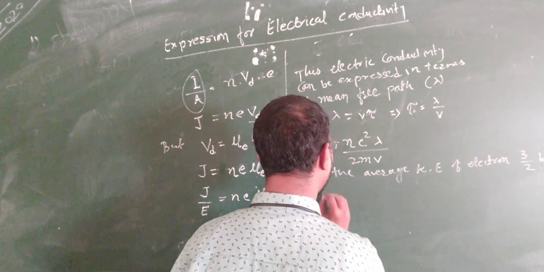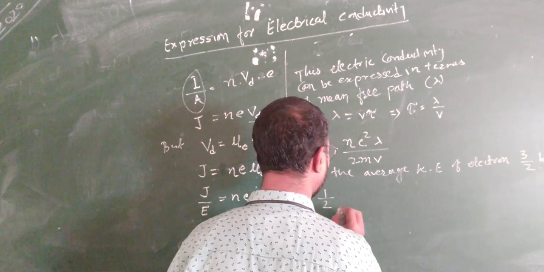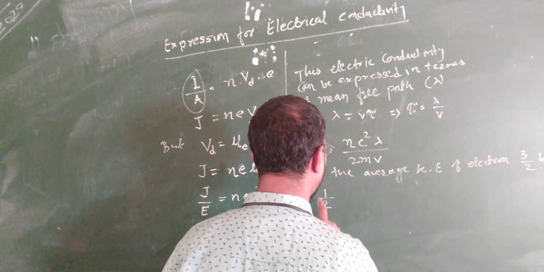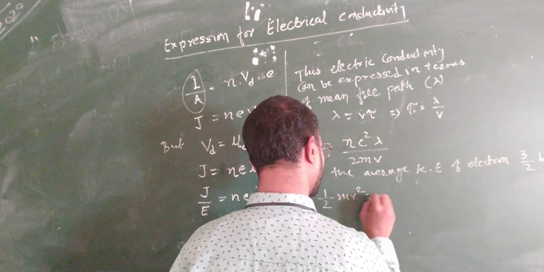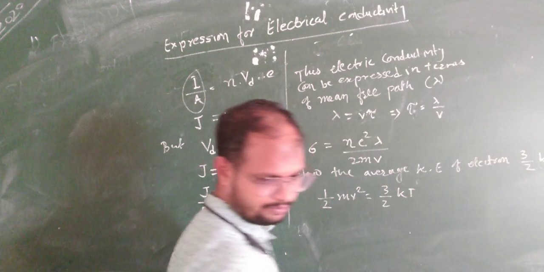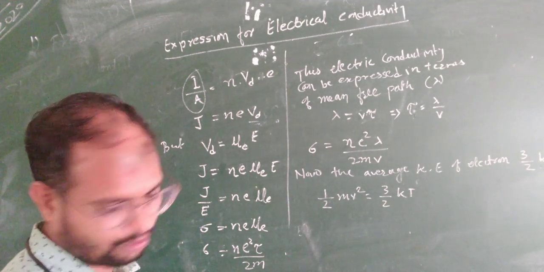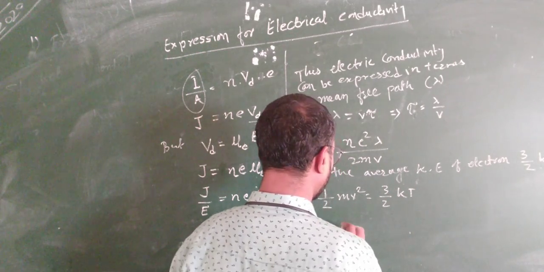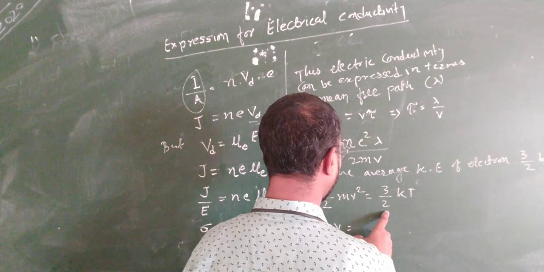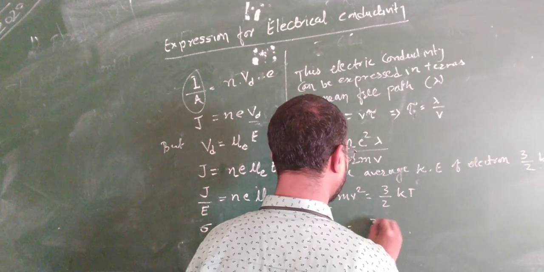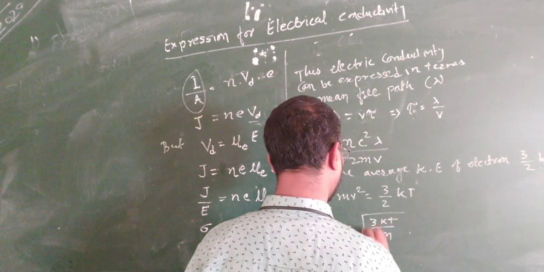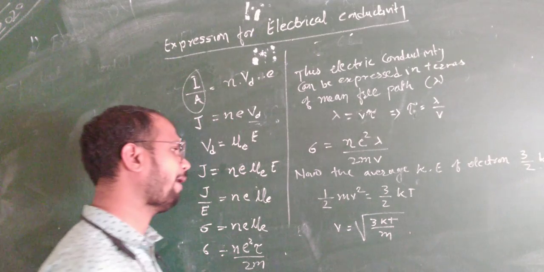We know that there is kinetic energy, so what is its formula? The average kinetic energy is 3 by 2 kT, and the formula of kinetic energy is half m v square. So half m v square is equal to 3 by 2 kT. The 2 gets cancelled, so v squared is 3 kT upon m, so v is the square root of 3 kT by m.